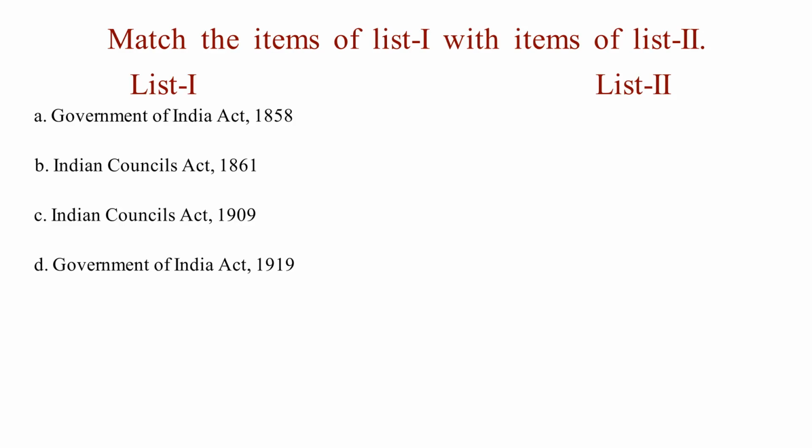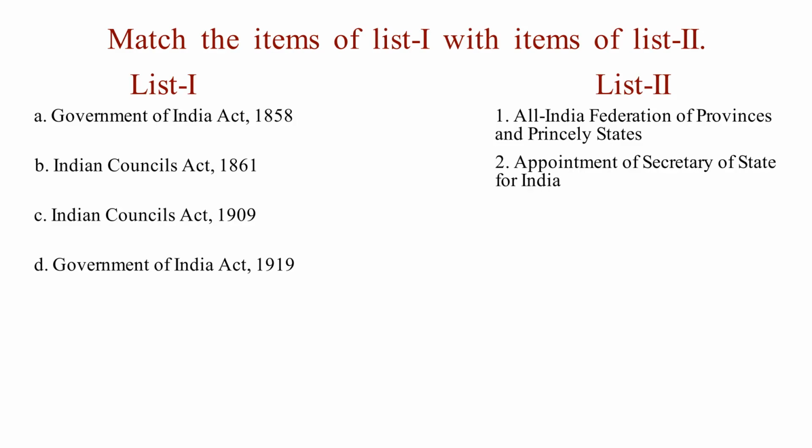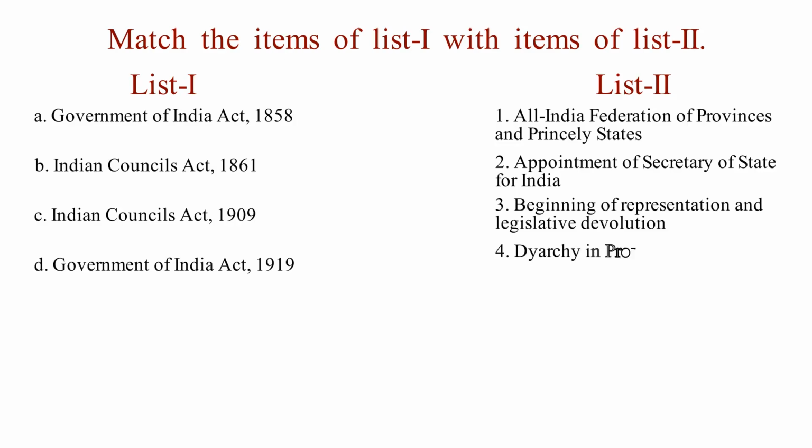Let us see which items are available in list 2. Item 1 is All India Federation of Provinces and Princely States. Item 2 is Appointment of Secretary of State for India. Item 3 is Beginning of Representation and Legislative Devolution. Item 4 is Diarchy in Provinces. Item 5 is Morley-Minto Reforms.